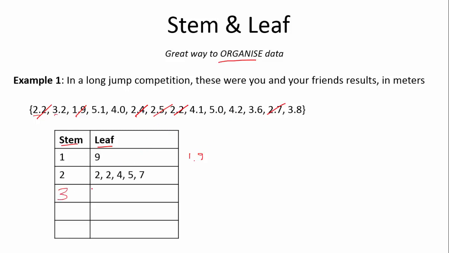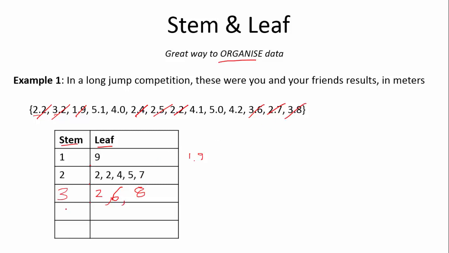Let's do the next one. It's 3. We have a decimal place here, but that's just how we are organizing our data, we're just ignoring it for now. So what is our lowest 3? 3.2, 3.2, and 3.6 and 3.8. Our lowest one is 3.2. Great, let's cross that out. Our next lowest one is 3.6. Great, let's cross that out. And our next lowest one is 3.8. Great, and let's cross that out.